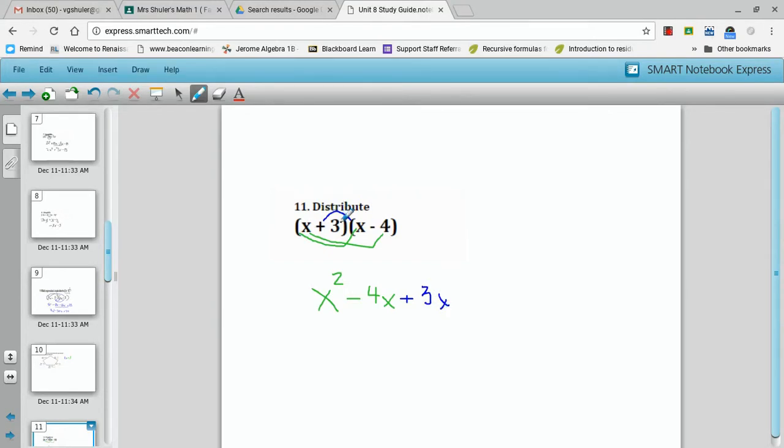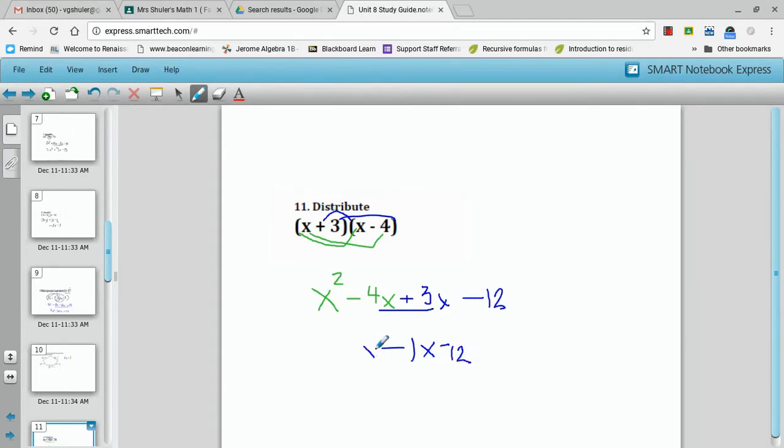And 3 times a negative 4. Watch that sign. It's a negative 4. So it's negative 12. Combine your terms in the middle, which are like terms. Negative 4 plus 3 is a negative 1x minus 12.